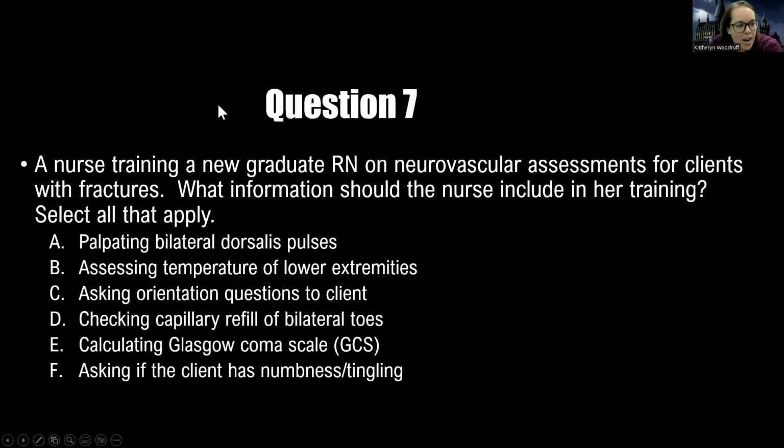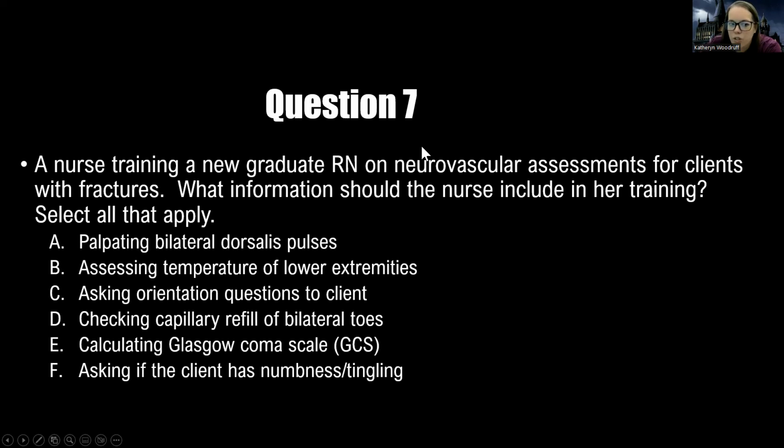A nurse is training a new graduate RN on neurovascular assessments for clients with fractures. What information should the nurse include in her training? Select all that apply. Favorite kind of questions, right? So a nurse is training a new nurse, specifically on neurovascular assessment.